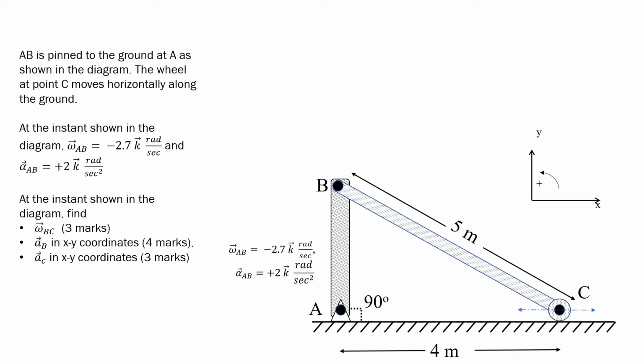The second problem is one where AB is pinned to the ground at A, as shown in the diagram. The wheel at point C moves horizontally along the ground. At the instant shown, you have omega AB, which is minus 2.7 k rads per second. So that's clockwise, according to my notation. And alpha AB, which is positive. You're asked to find omega BC, alpha AB, AC, and you're given particular coordinates for the last two. AB and AC have to be in XY coordinates.